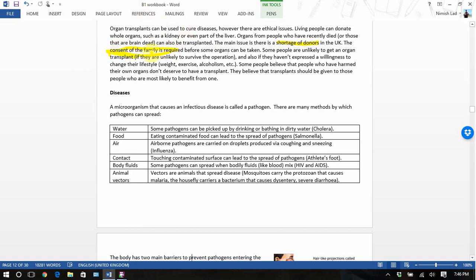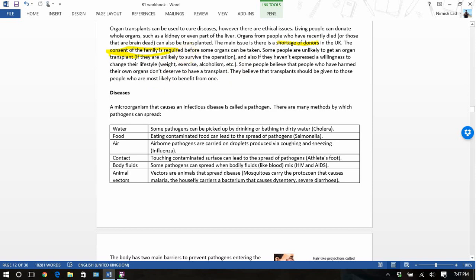Some people are unlikely to get an organ transplant if they are unlikely to survive the operation, and also if they haven't expressed willingness to change their lifestyle. So some people will not get a transplant if they haven't shown that they're willing to change, but also if there's not much chance of survival. So generally elderly people don't really get a transplant.